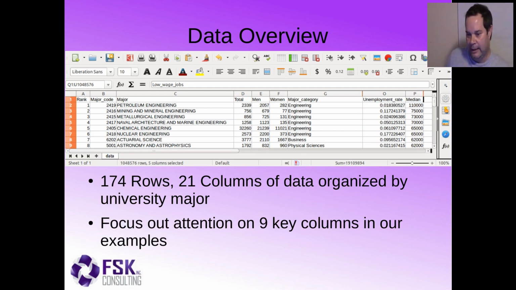What we're really going to be looking at is the major code, which is a unique identifier for the major title, and then the students, both by total and a breakdown of men and women participants, and then the unemployment rate and the median. This is partially what drew me to this data set. It's got a lot of interesting stuff, and I thought it would be a good fit for the type of graphs I thought would be interesting.